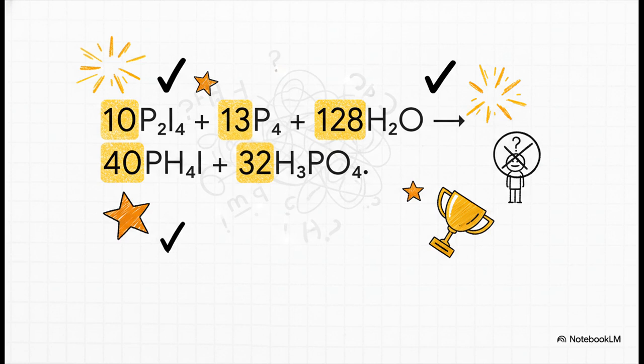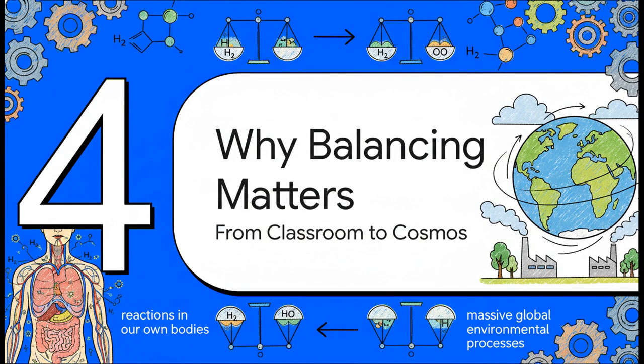I mean, look at those coefficients. 10, 13, 128. Can you even imagine trying to guess those? It's the perfect proof that we got to this super complex answer not through random chance, but through pure step-by-step logic. Okay, so we can solve these puzzles. That's cool. But why does this skill actually matter outside of a test?